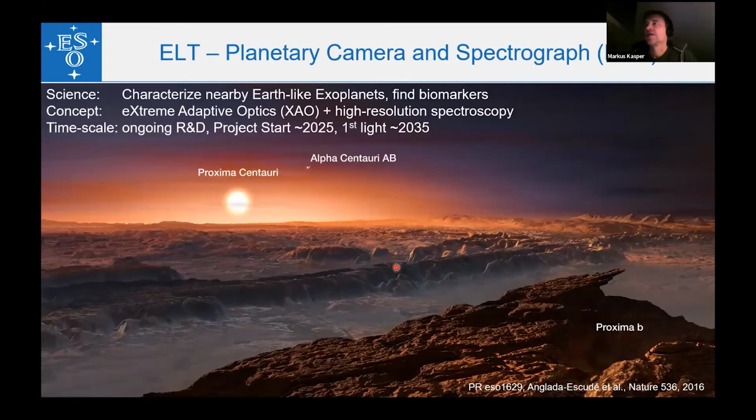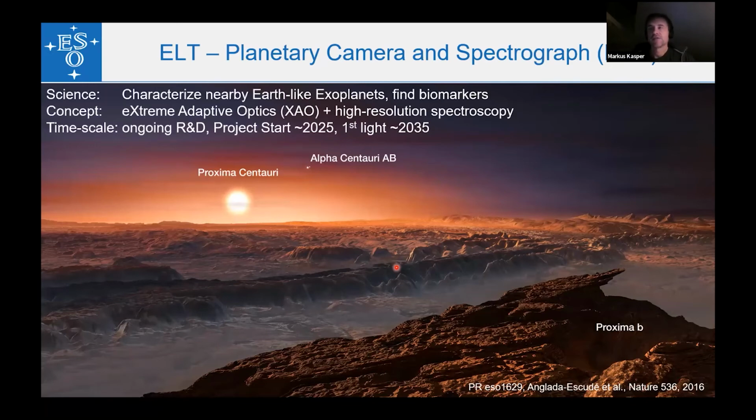For those who don't really know the ELT Planetary Camera science case, what we plan to do is characterize nearby Earth-like exoplanets. So it's not really about finding them, it's more about visiting known targets and characterizing them. We plan to combine extreme adaptive optics and high resolution, or high dispersion, spectroscopy.